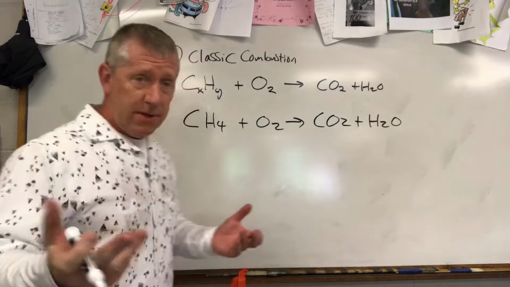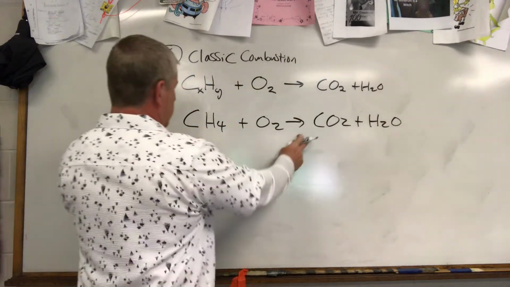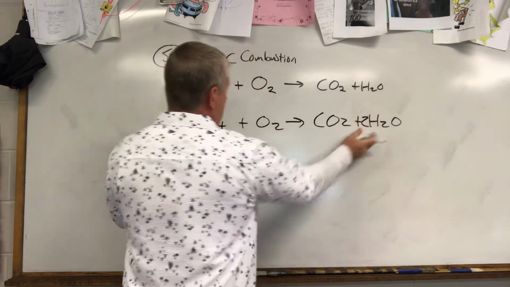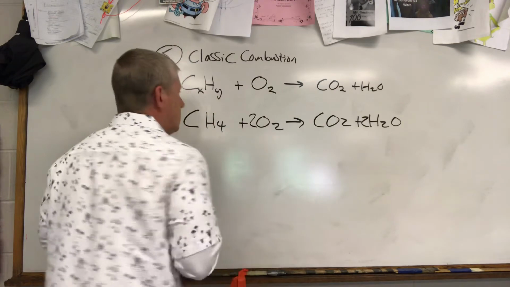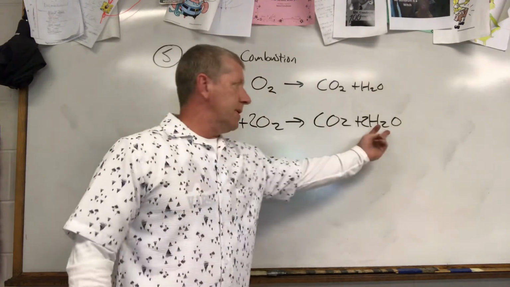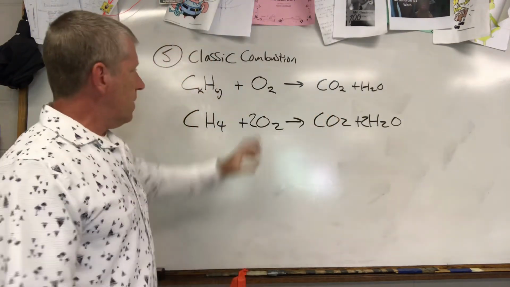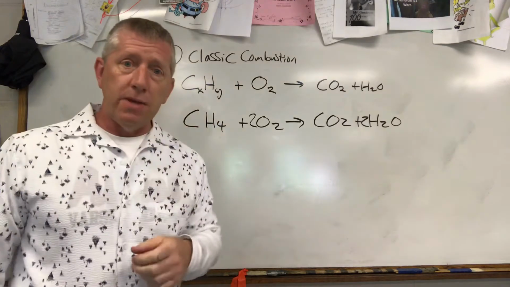Then I go ahead and try to balance it. One carbon, four hydrogen, 1, 2, 3, 4 oxygen. The oxygens are split here, so I have to be careful. Total of 4 on the right, total of 4 on the left. I am now nice and balanced.